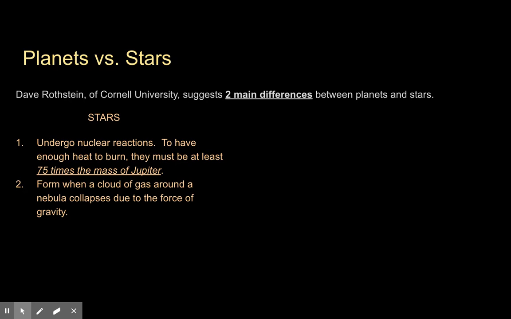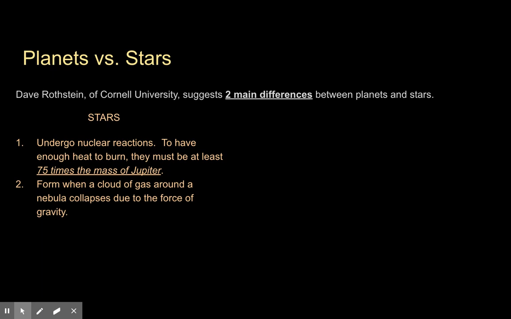Well, Rothstein says stars like the sun, first of all, undergo nuclear reactions, which means that they produce their own heat and their own light. All right, now to have enough heat to burn, stars have to be at least 75 times the mass of the planet Jupiter, which in our solar system is the top dog. It's the largest planet. So that's one way that stars are different than planets. Okay, they undergo nuclear reactions.